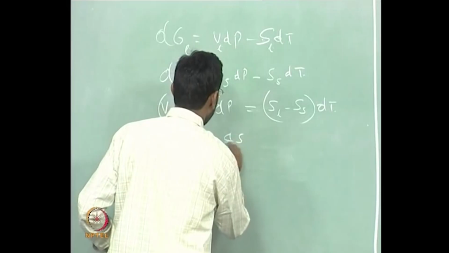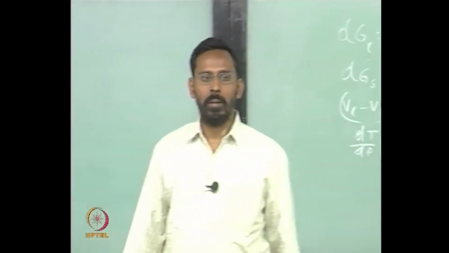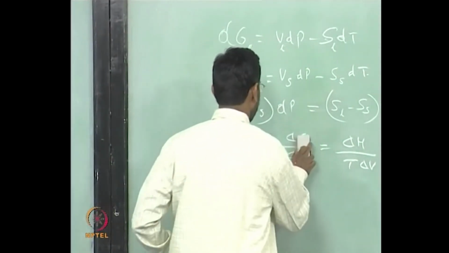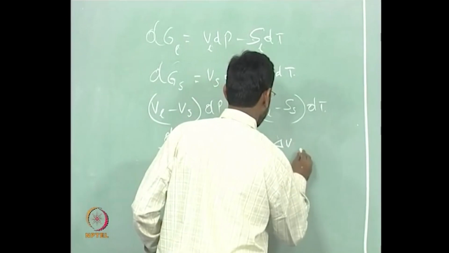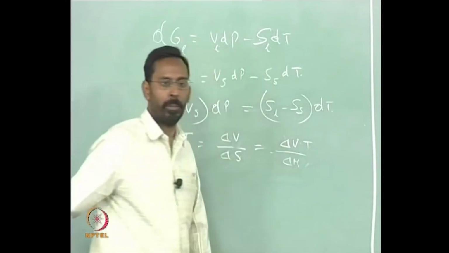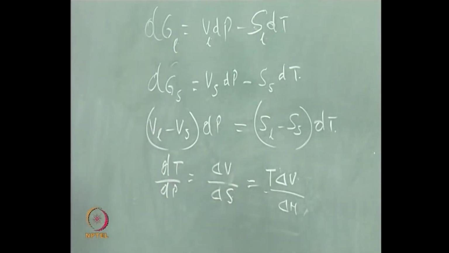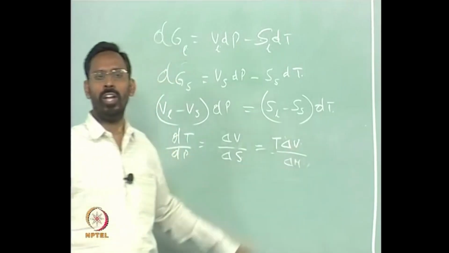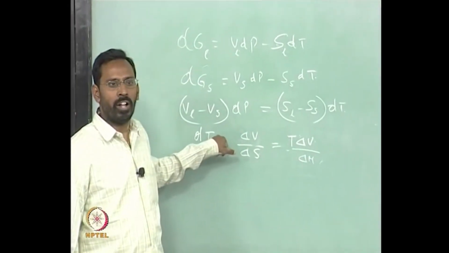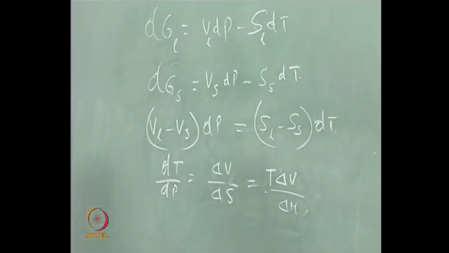We can write dT by dP as delta V by delta S, or we can also write it as delta V into T by delta H, because delta S is delta H by T. So obviously T comes up, and if you want to avoid confusion we can put the T in front: T delta V by delta H. This gives us an idea where delta H is the heat of transformation, delta V is the volume change during transformation, and so the change in the transformation temperature, any transformation temperature for that matter, is related to the pressure by this expression. This is what we have talked about in Clausius-Clapeyron.